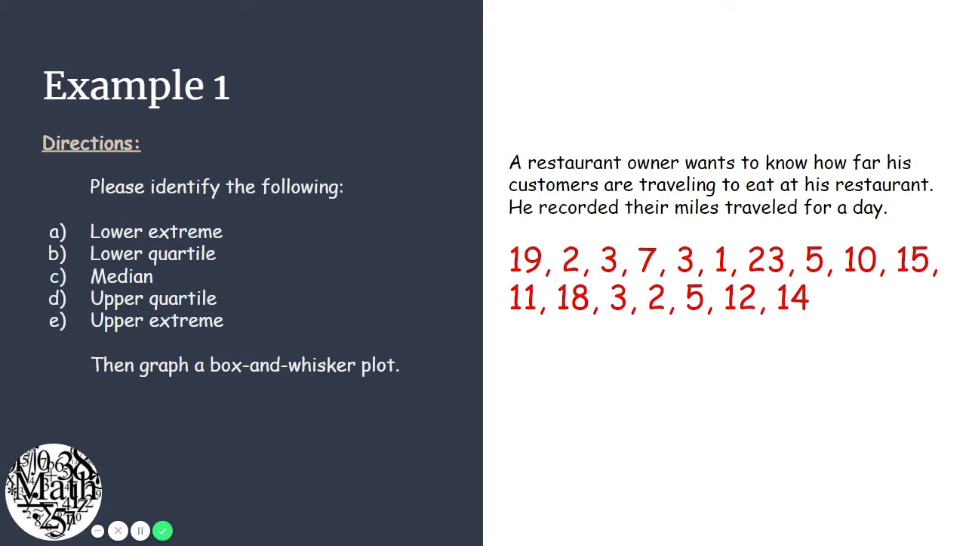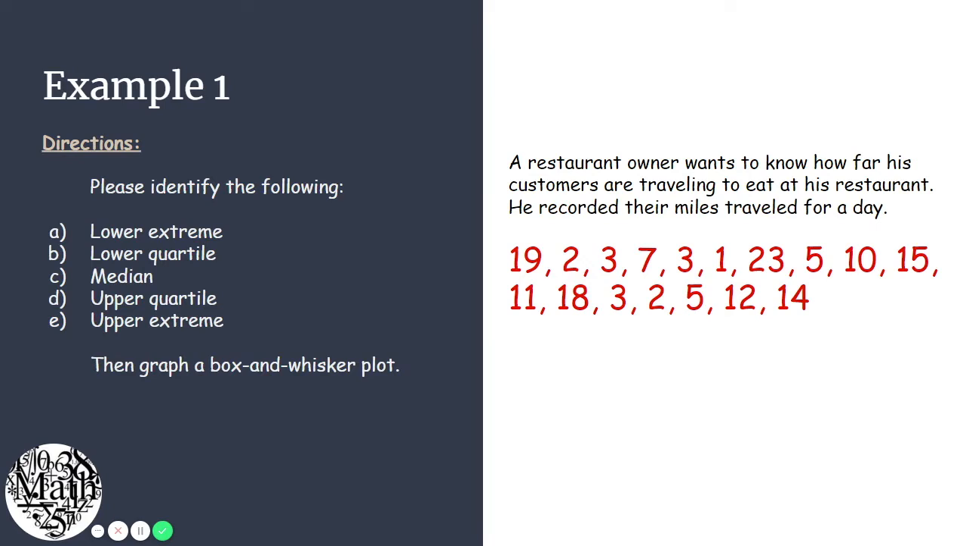Welcome back. Let's do some independent practice. Here's example number 1. It says, directions. Please identify the following: lower extreme, lower quartile, median, upper quartile, and upper extreme. And as you should have learned from the videos, that's called our 5-number summary. And those are the numbers we will need to then graph the box and whisker plot.